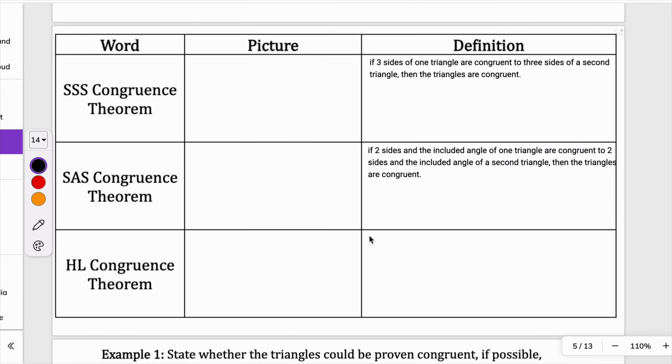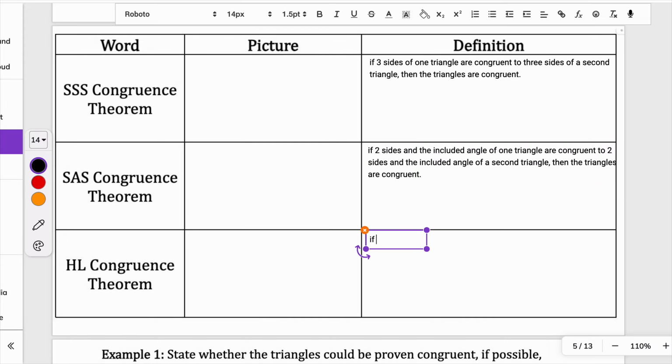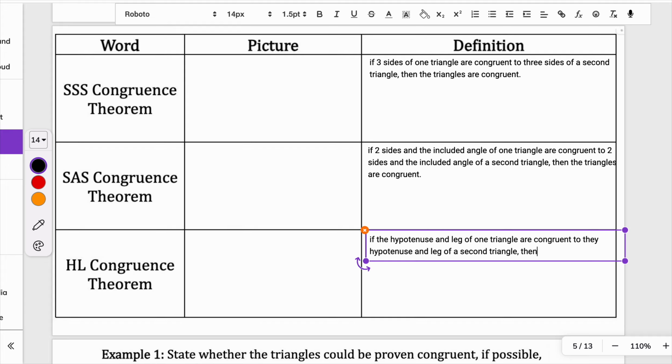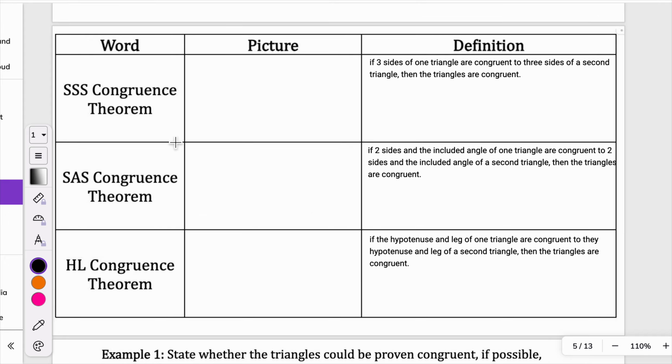And then the hypotenuse leg congruence theorem just states if the hypotenuse and leg of one triangle are congruent to the hypotenuse and leg of a second triangle, then the triangles are congruent. Okay, so here are some things of what they would look like.